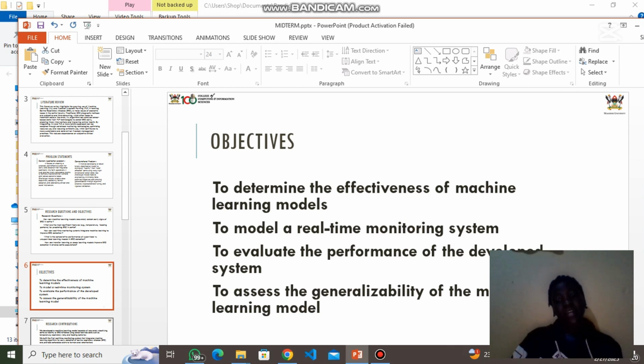Then, to assess the generalizability of the machine learning model. So basically here we want to assess whether the model will work well on new or unseen data. If we go ahead and provide the model with new data, will it continue working well?